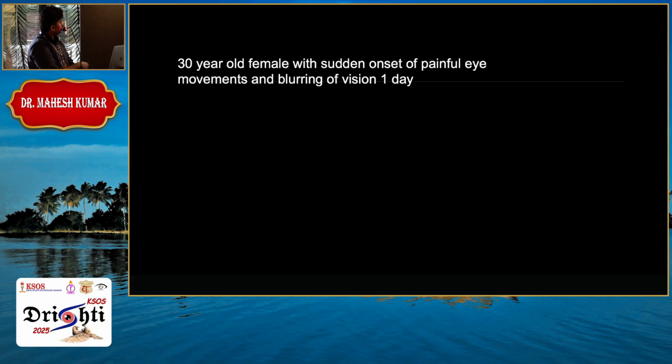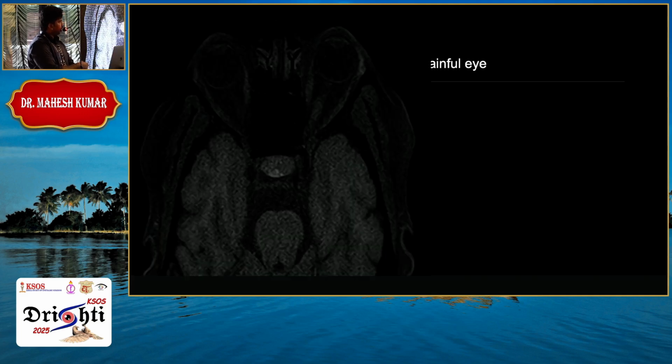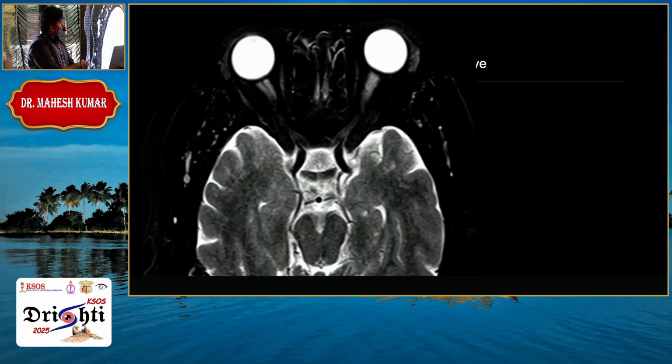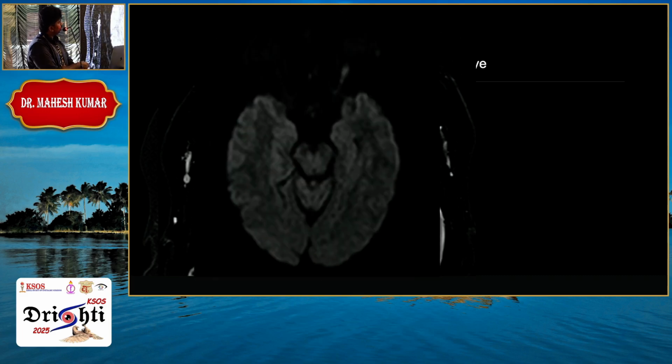So, first case: a 30-year-old female with sudden onset of painful eye movements and blurring of vision since one day. This is the T1 weighted image. Check for the symmetry. Here is the optic nerve on the right side, and here is the optic nerve on the left side. On the left side, it appears a little thickened. And this is a T2 image, same. On the right side, it appears normal. On the left side, it appears whiter in color and slightly thickened. Posterior sellar structures, chiasmatic structures, brainstem structures, everything appears normal. This is the DW image.